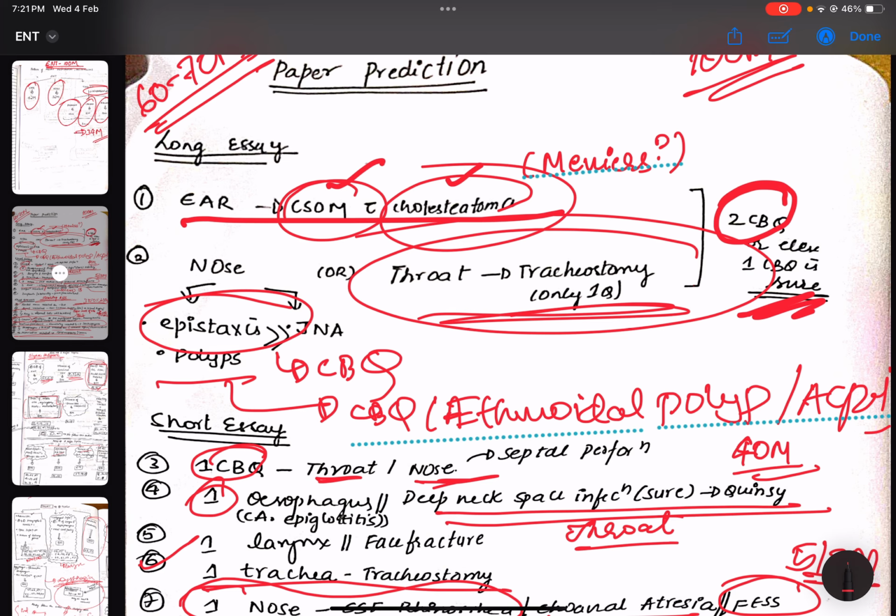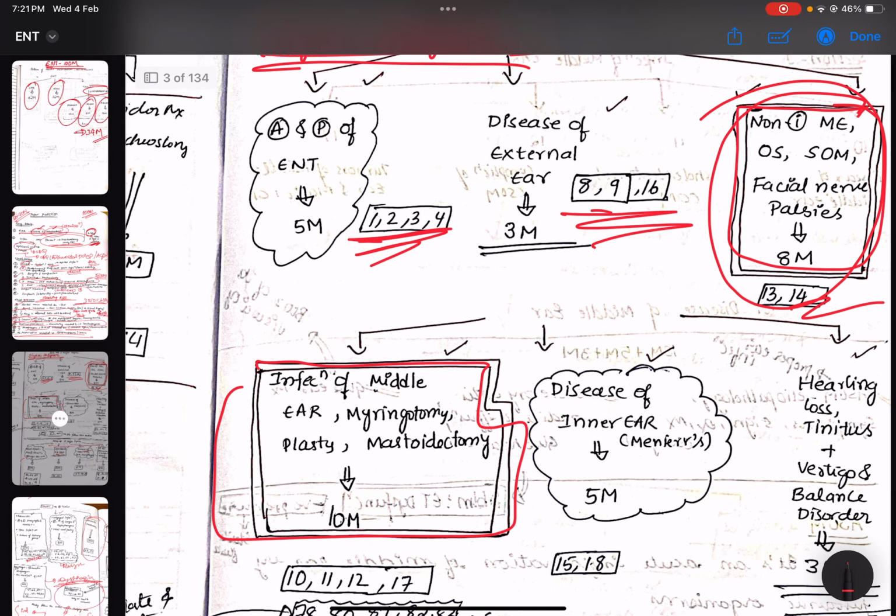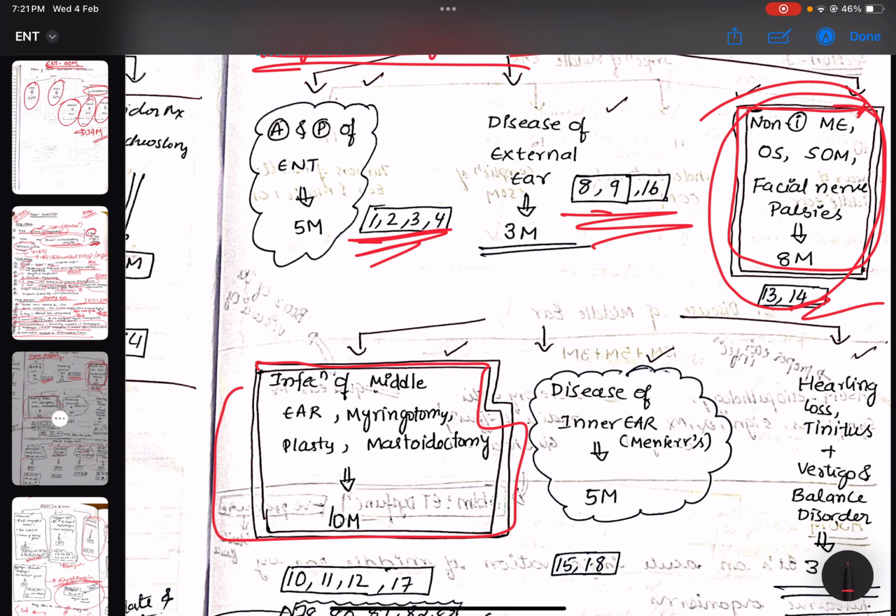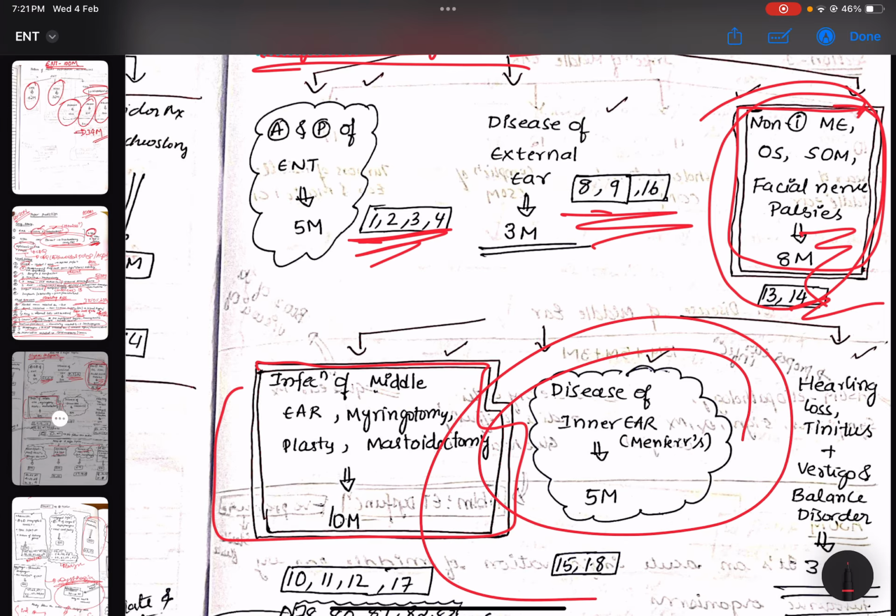Okay, that's where the first failure happens. If you know what to cover first in ear, for example, you need to talk about the infectious part of the middle ear first, then the non-infectious part, then the facial nerve, then the diseases of the inner ear, basically Meniere's disease only. Then you need to talk about the diseases of the external ear.